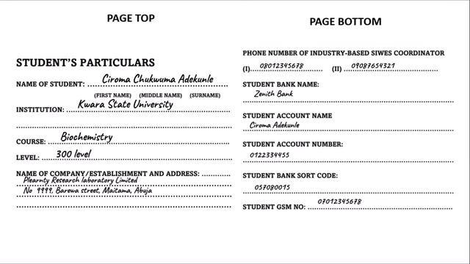Then you have the student sort code, which is something you can search for on Google. Sort code is always affiliated with the branch where you opened that account. So if you are using Zenith Bank and you opened that Zenith Bank account in Lokoja or in Lagos, that branch has its own sort code. These are things you can get by a mere Google search. So you have the student GSM number, which is the same as your mobile phone number.